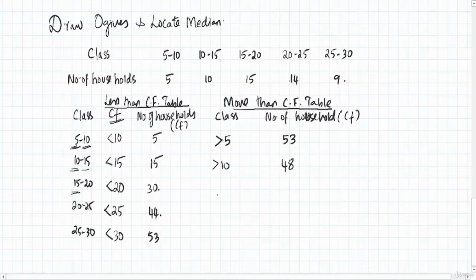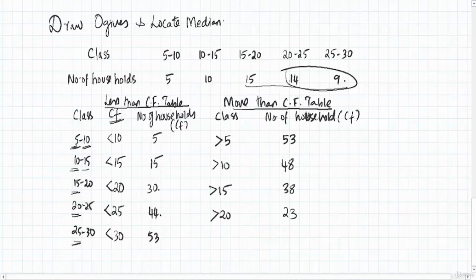The next class is going to be greater than 15. When we say greater than 15, we have to talk only about these three classes, and 15 plus 14 plus 9 is 38. Then greater than 20, we should talk only about these two classes, and it is 23. And finally greater than 25, that is only one class, that is 9.